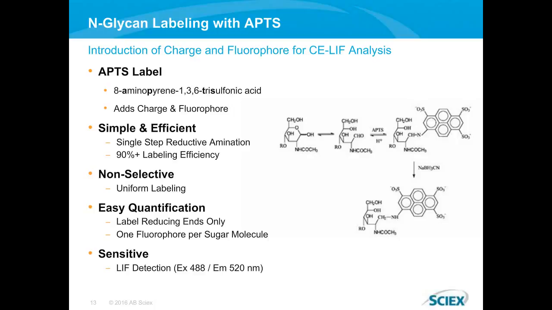It's a very simple and efficient reaction. It's just a simple reductive amination, single step, and it's got over a 90% labeling efficiency. It is non-selective, so you get uniform labeling, and it makes it very easy to quantify because you're only labeling the reducing ends of the sugar. So you get one fluorophore per glycan molecule. So when you actually detect these things, the quantitation becomes exceedingly easy. And the nice thing about using LIF detection is that it's very, very sensitive. So you can get orders of magnitude of linear range using the LIF.